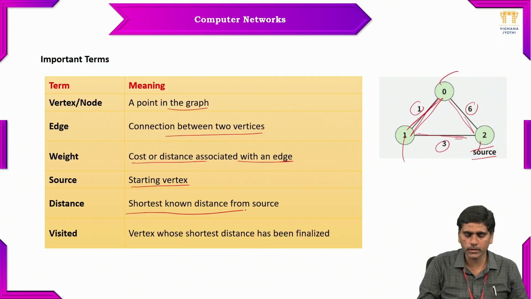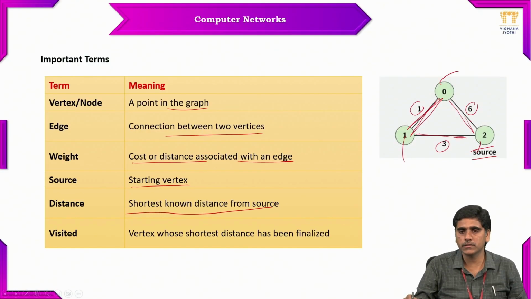And the distance is the shortest known distance from the source. We can find each and every distance from the source. 2 to 0 is one distance, 2 to 1 is one distance. If you have more than 3 or 4 nodes, there are a number of possible ways to find the shortest distance from source to destination.